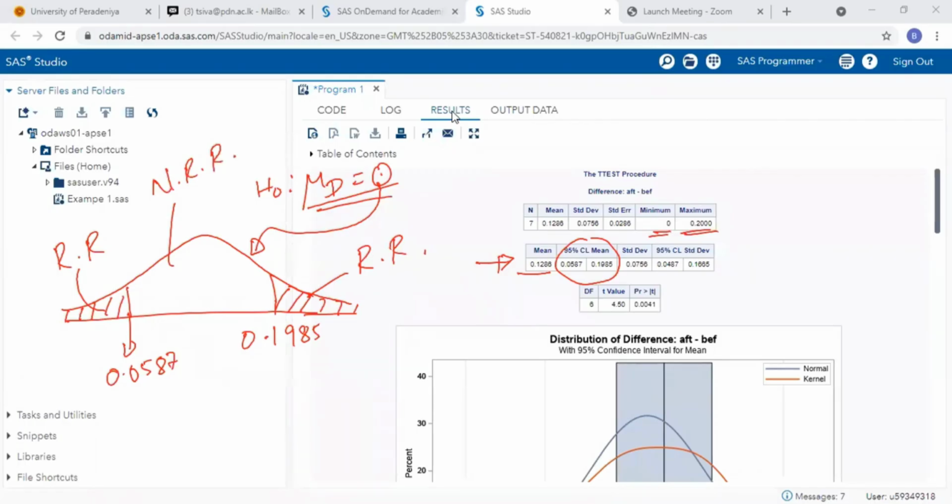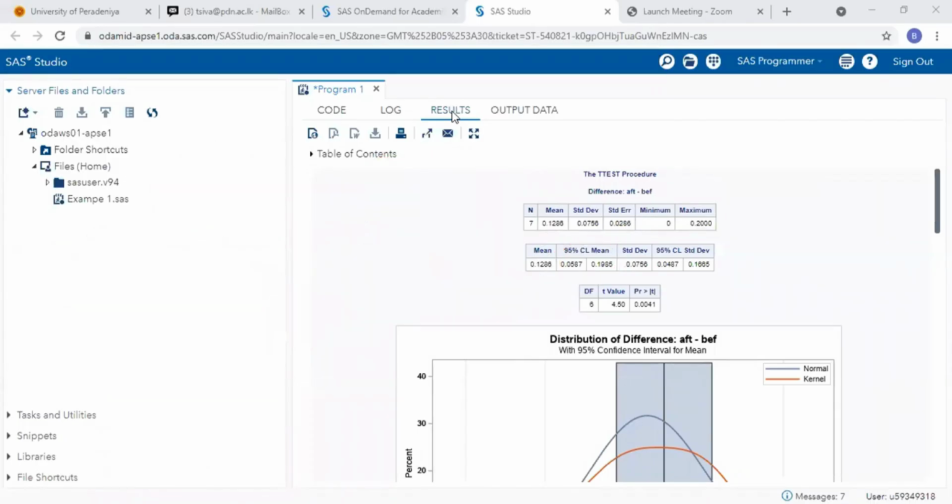Now you see where this 0 value is. Is it falling in the rejecting region or the non-rejecting region? Rejecting region. 0 is somewhere there, so we can reject our null hypothesis. Based on this confidence interval, we can make the decision. That is one way.